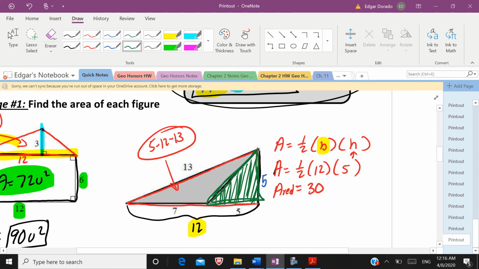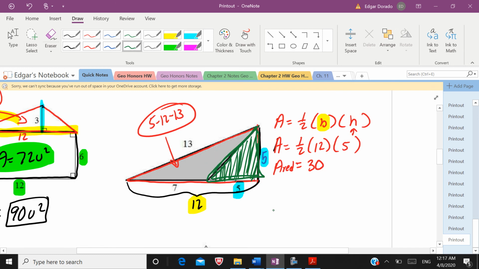Do we have a base and a height? Well, yes, we do. Base, height. So the area of the green triangle is actually going to be 1/2 times the base times the height. So what would that actually be? That's actually going to be 1/2 times 5 times 5.